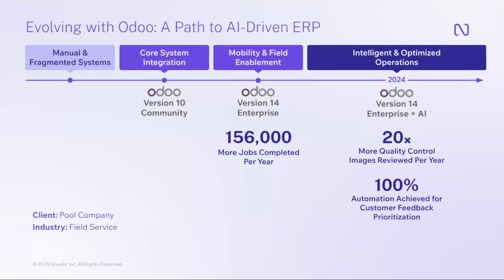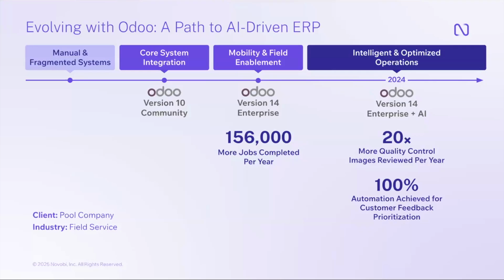156,000 more jobs completed per year, attributed to having a robust system, business processes, and a mobile application to streamline the field operations. In 2024 and this year, with the rapid advancement of AI, they worked with us to implement and deploy several AI-driven features to further optimize their operations.